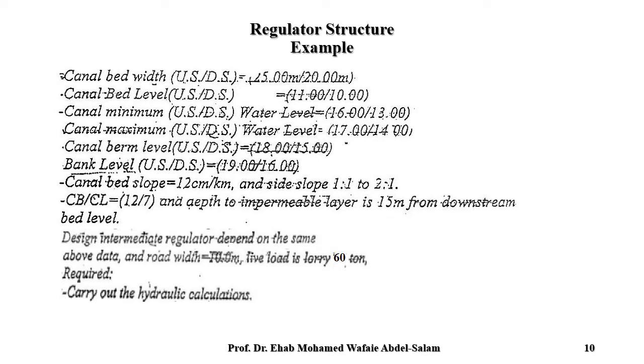Design intermediate regulator depends on the same above data, and road width is equal to this. Live load is lorry 60 ton. Carry out the hydraulic calculations now. But at the end of regulator design, you shall calculate everything.